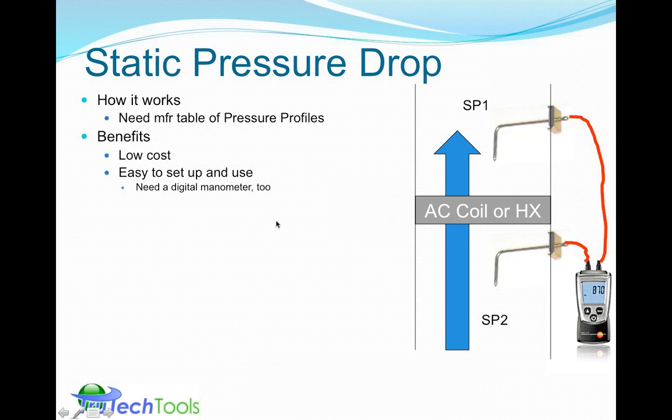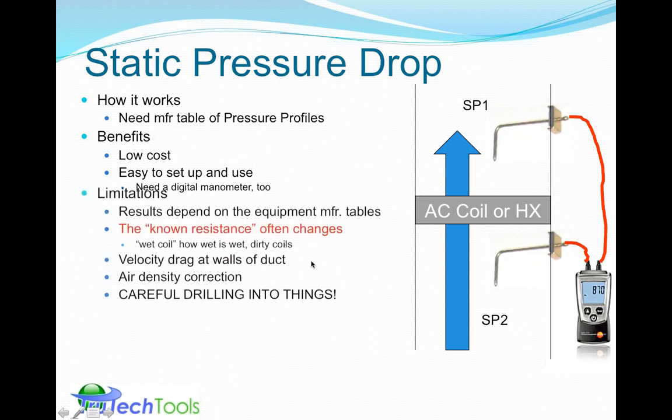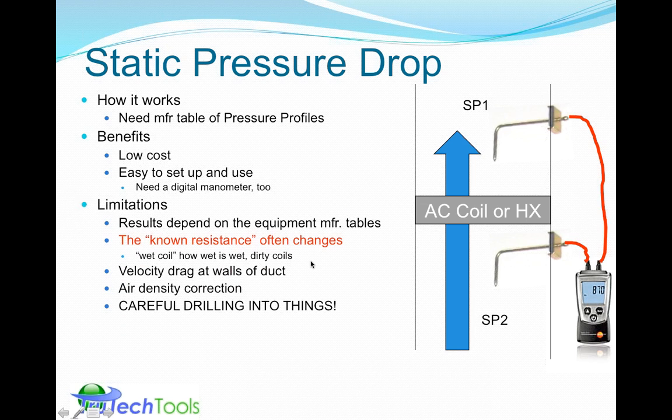Again, this combination of the manometer and the static pressure tips is pretty low cost, pretty easy to use. You just need a digital manometer to use it with. You don't need a precision manometer, just one that does measure down to 1/100th of an inch water column. However, the limitations are you have to have the manufacturer's equipment table really to be able to say you have a CFM reading. The known resistance can change if it's a wet coil or dirty coil.